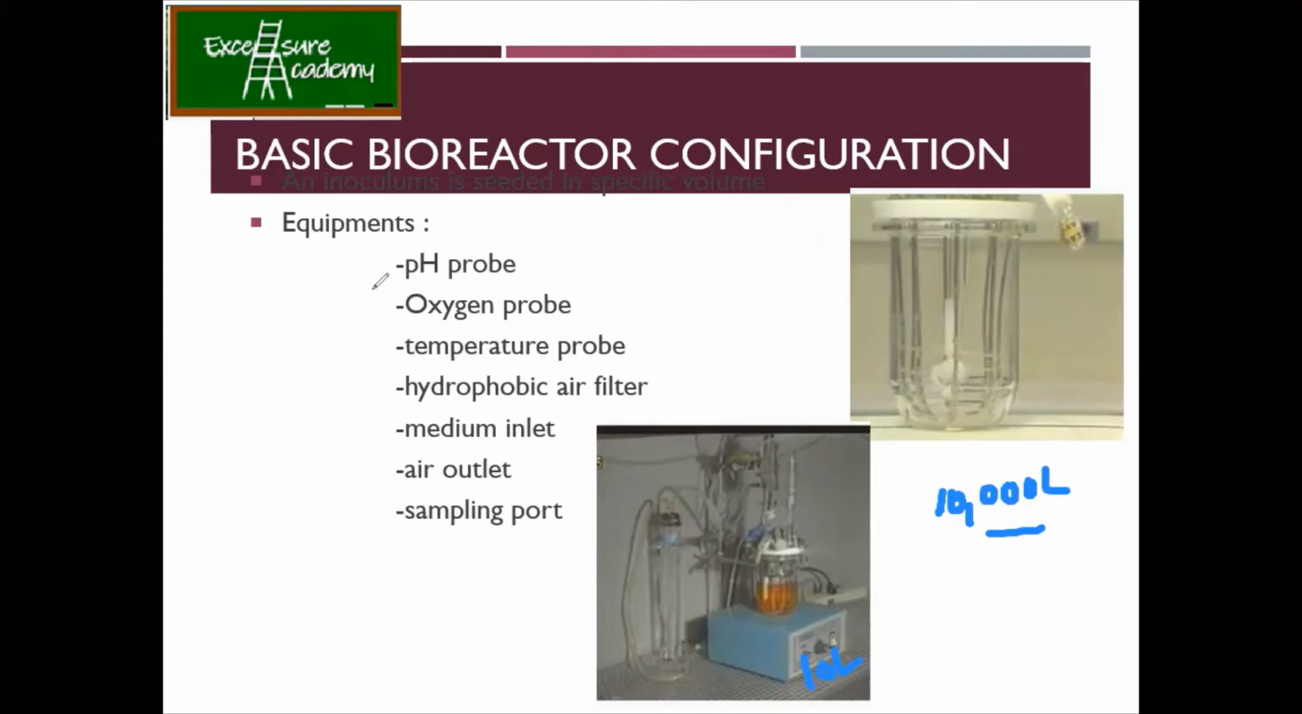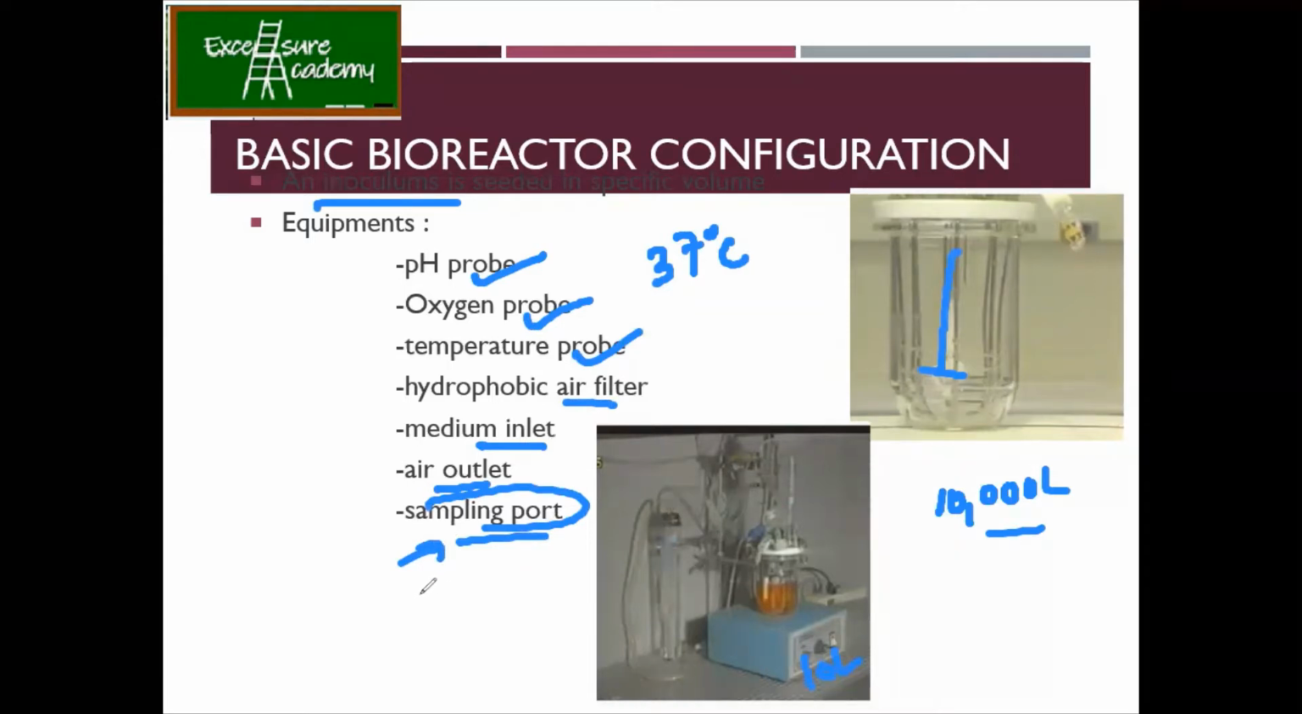So what are the requirements over here? First of all is the inoculum. Inoculum has to be appropriate. Now pH, of course, you can see the color of the media. Oxygen is required. Here, can you see in this container, there is a stirrer like this. Then temperature is required, of course. So what temperature are you going to keep? 37 degrees Celsius. Hydrophobic air filter, yes. Then medium inlet, air outlet, and sampling port. So what is the sampling port? Through which you are going to add your inoculum. So all these things you first need to standardize, and then you need to scale up for the large scale production.